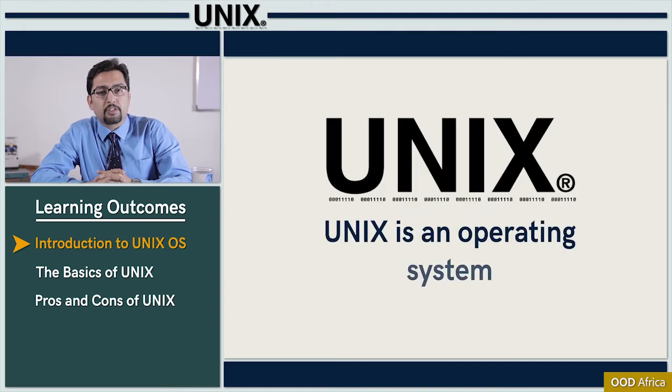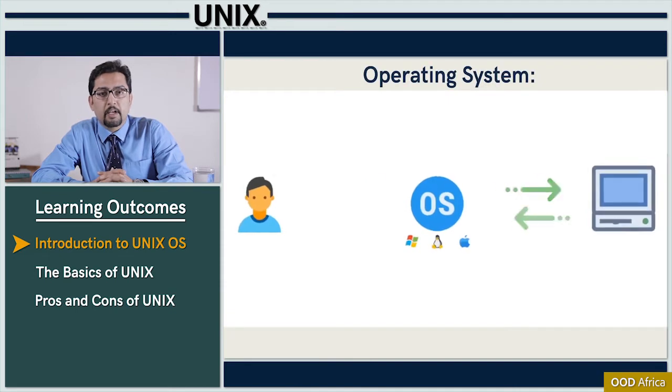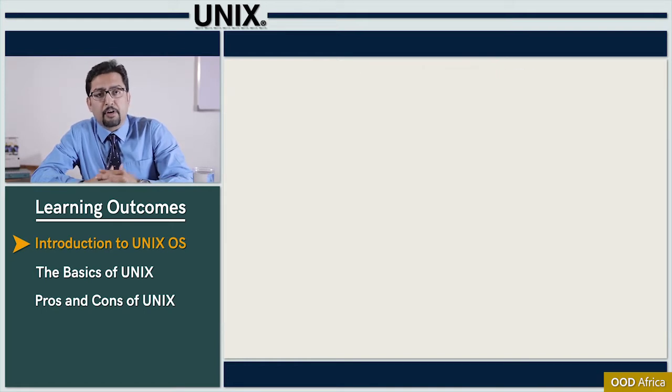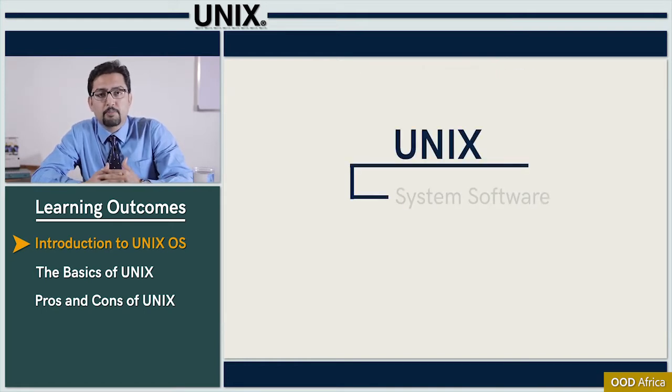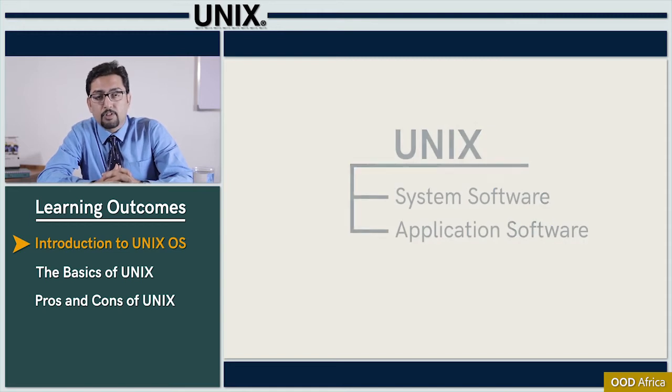Unix is an operating system. Now, if you are wondering what an operating system is, it is a suite of programs or software that makes a computer work. Ideally, there are two types of software, system software and application software. To understand the difference between a system software and an application software, let's take the help of this diagram.